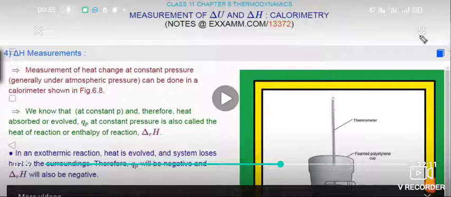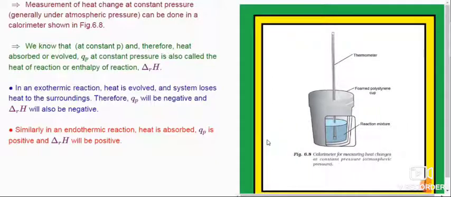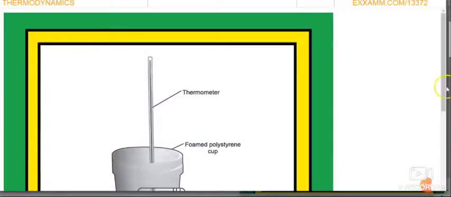The bomb calorimeter is given, and how delta U and delta H are measured is given. For an endothermic reaction and for an exothermic reaction, what will be the delta H value? In an exothermic reaction, heat is evolved because the system loses heat to the surroundings. Therefore, Qp will be negative. When heat is absorbed, Qp is positive and delta H is also positive.